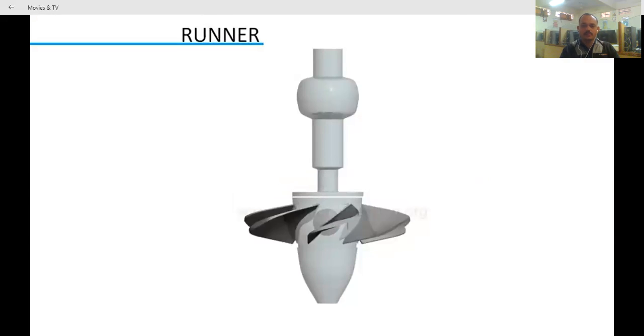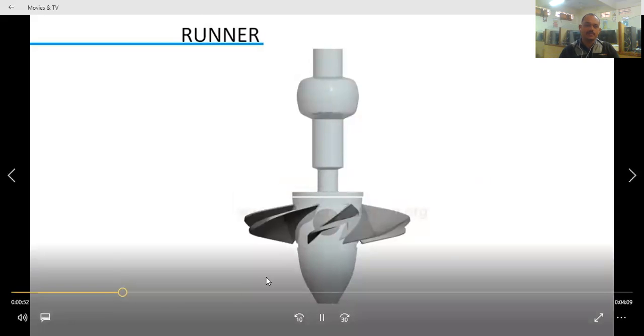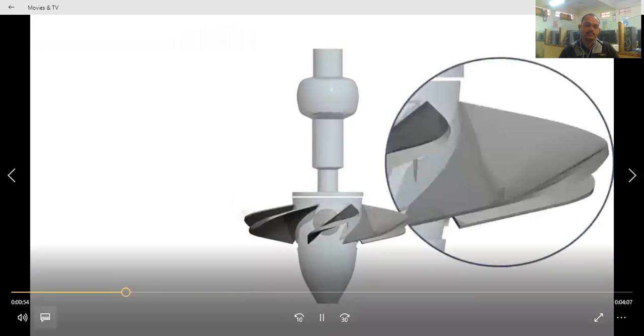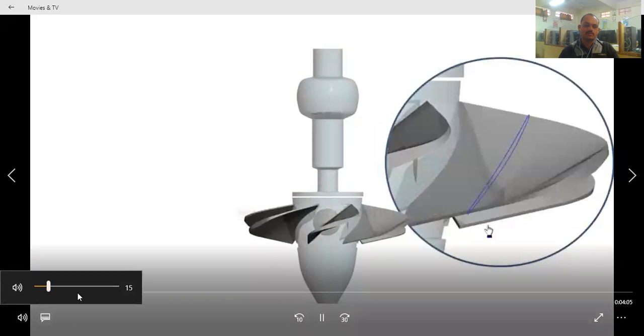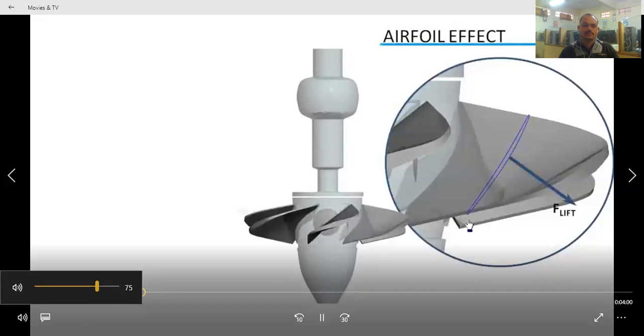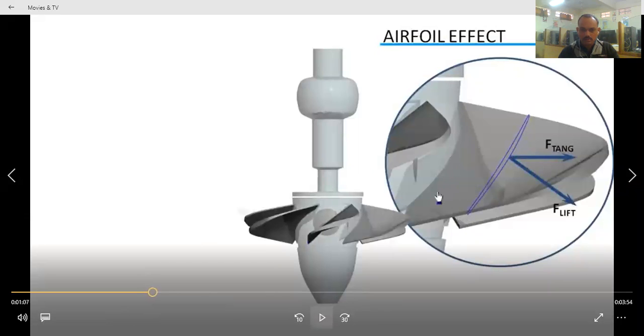So this one is the most important part of Kaplan turbine, the runner. Cross section of runner blade will have a curved shape. When water flows over it, it will induce a lift force due to airfoil effect. Tangential component of lift force will make the runner rotate.